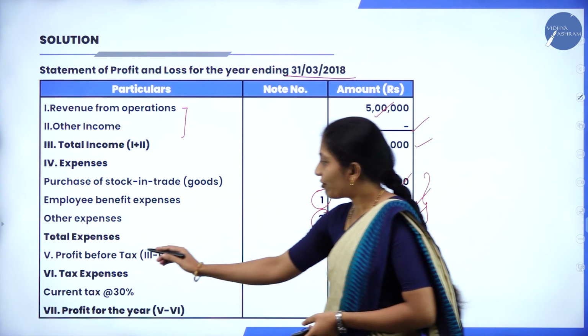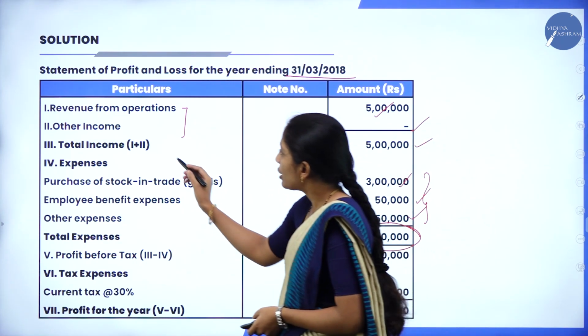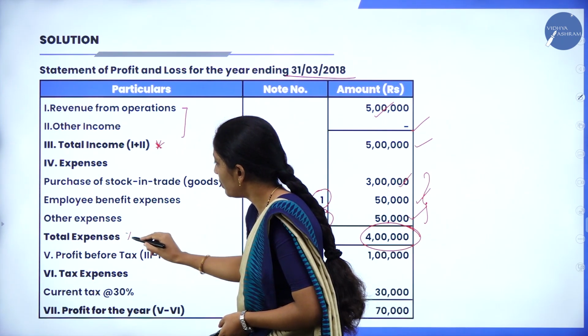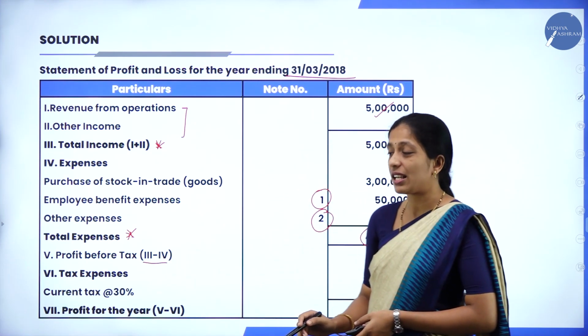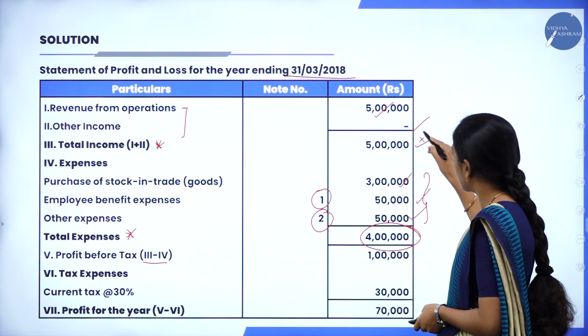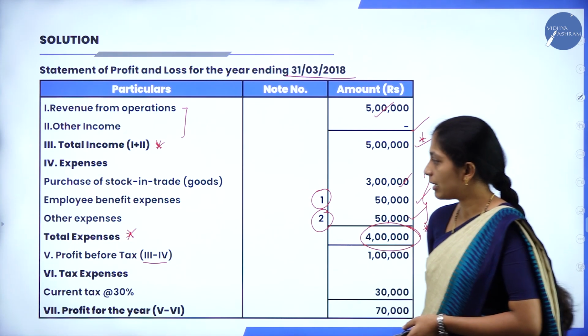Then your fifth one is profit before tax. So how do you get profit before tax? Your 3 minus 4, total income minus total expenses. So I have written in the bracket 3 minus 4, that is 5 lakh minus 4 lakh. 5 lakh minus 4 lakh, you will get 1 lakh. That is profit before tax.